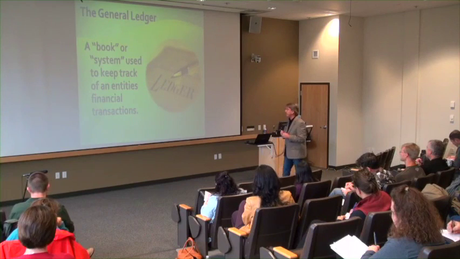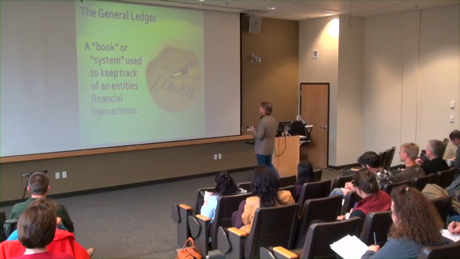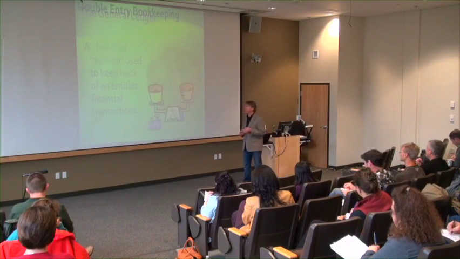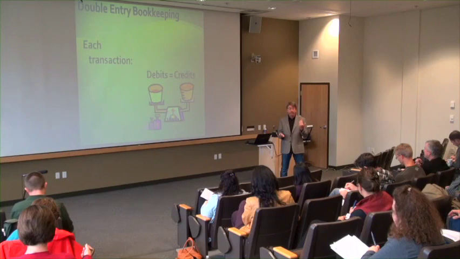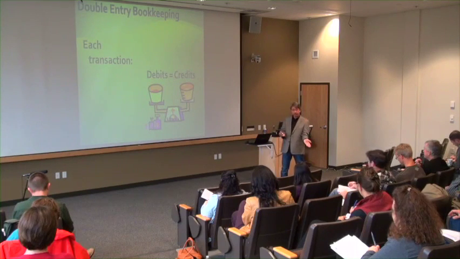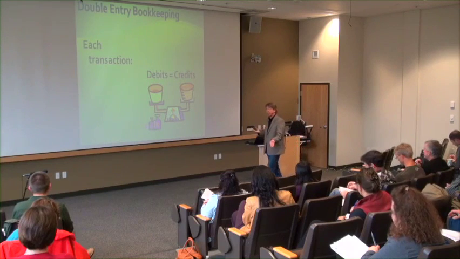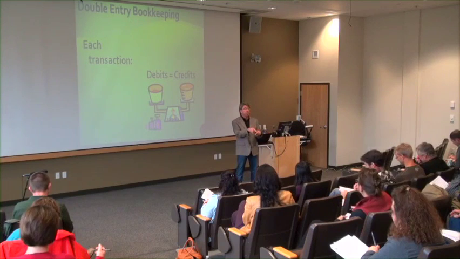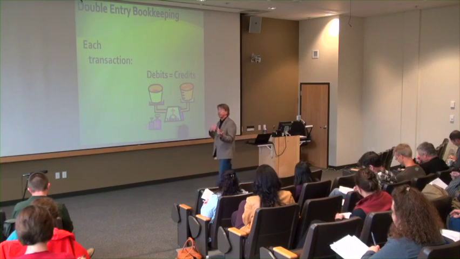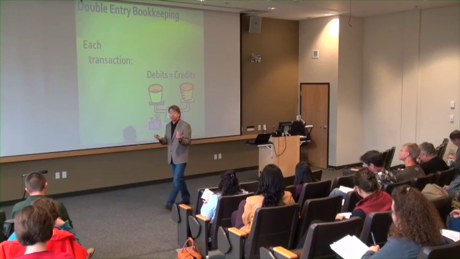Now, a couple things about this ledger. First of all, in double entry bookkeeping, every transaction has both a debit and a credit. Now, debits happen on the left and credits happen on the right. That's it. You see the structure in the middle of your page? Okay. Debits happen on the left, credits happen on the right.